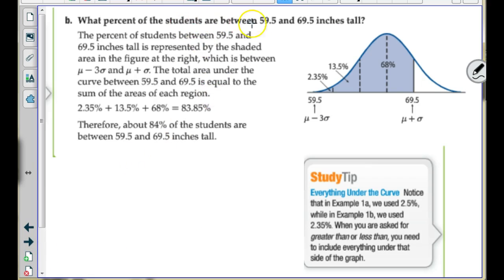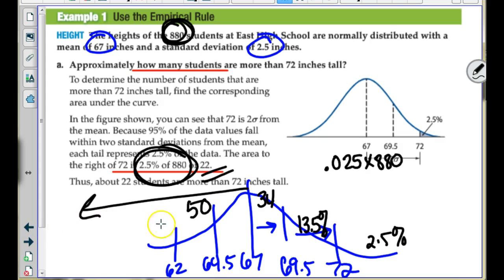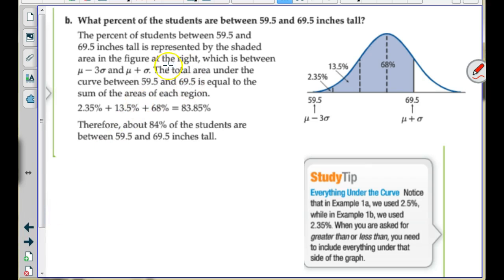Then it said what percent fall between 59.5 and 69.5? If I went one more standard deviation this way, I'd be down to 59.5. So basically this is half. And how far did it say? Up to here. So what's half and 34? 50 and 34 is about 84%. Okay, 83.85 or about 84% of the students, because you're saying everybody down this way plus this 34%.